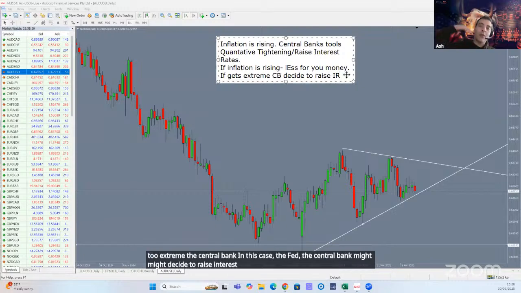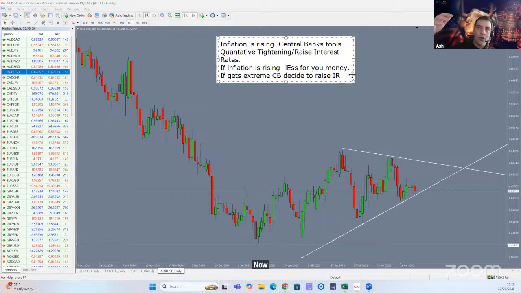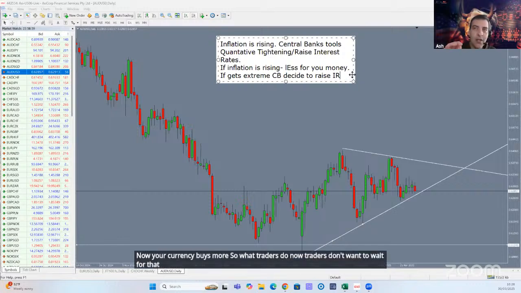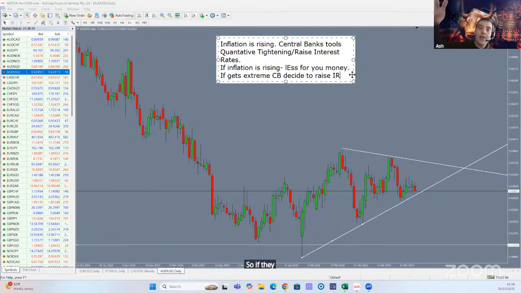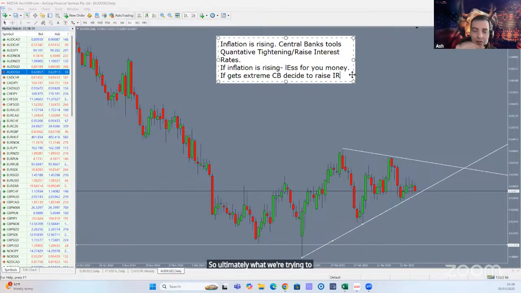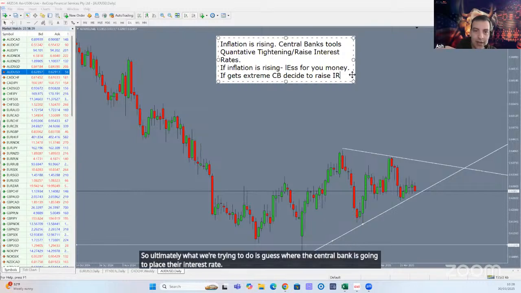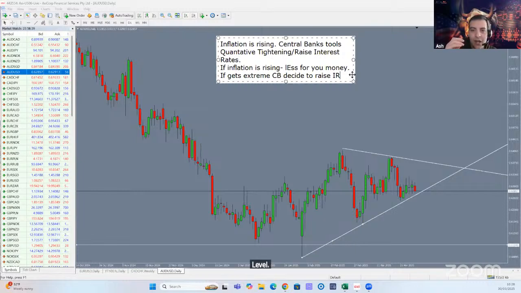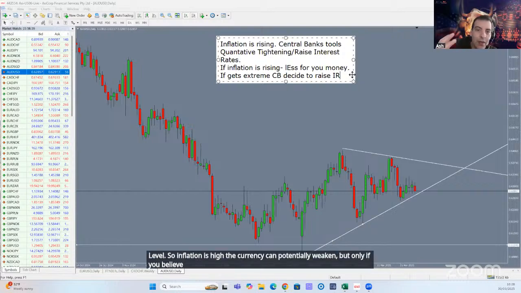Now, if they do that, then it puts value on the currency because all of a sudden your currency buys more. So what traders do, traders don't want to wait for that interest rate rise. If they see higher inflation, they may buy the currency in anticipation that the central bank will raise interest rates. So ultimately what we're trying to do is guess where the central bank is going to place their interest rate level.